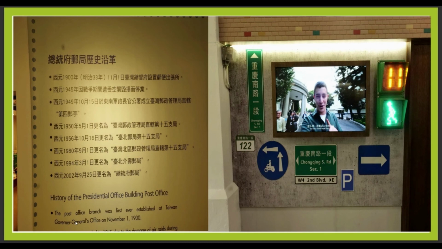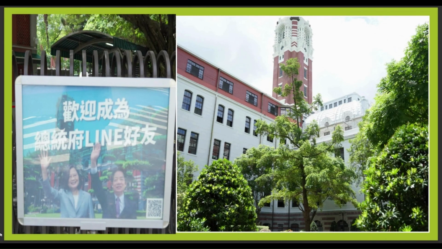And then finally, there is also a post office inside the presidential office building. And you can buy some souvenirs and send some postcards there. And then when you turn around the corner, you see the address of the president's office located at Chongqing South Road, Section 1, number 122. And there is also a LINE account, so you can add the LINE of the presidential office and receive their information.